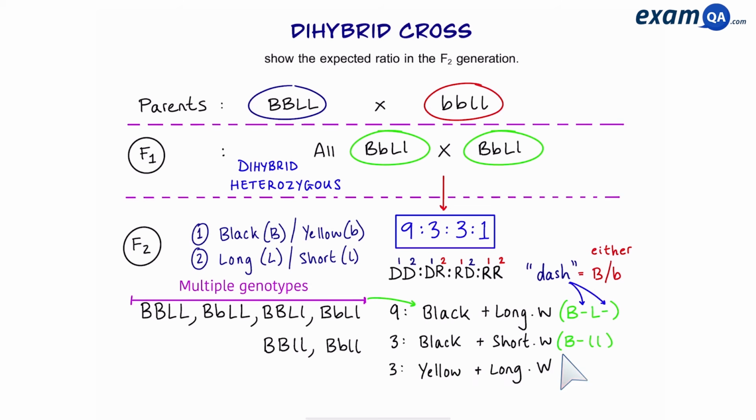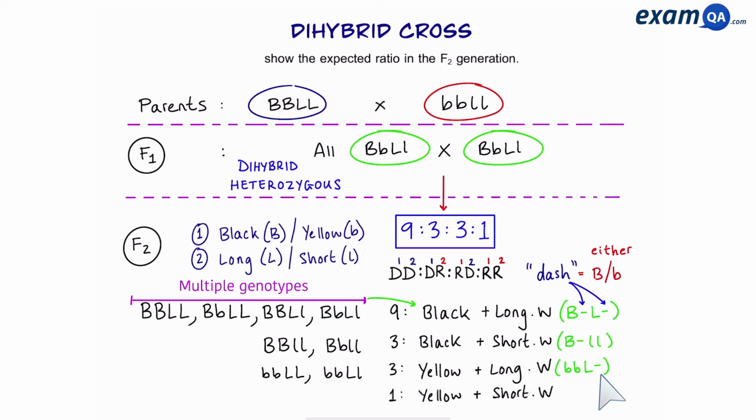The other 3 will have the opposite, so recessive on gene 1, but dominant on gene 2. So they're going to have yellow fur with long whiskers. And again, these are the possible genotypes that can produce this. Pause the video at this point and see if you can think about the dash form for this. Okay, so this is what it would look like. They both have 2 small b's and a big L followed by either a big L or a small l.